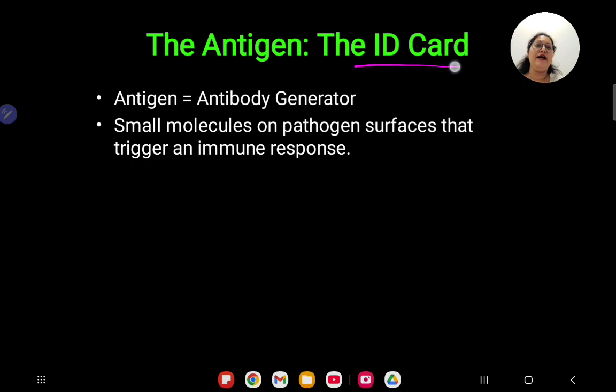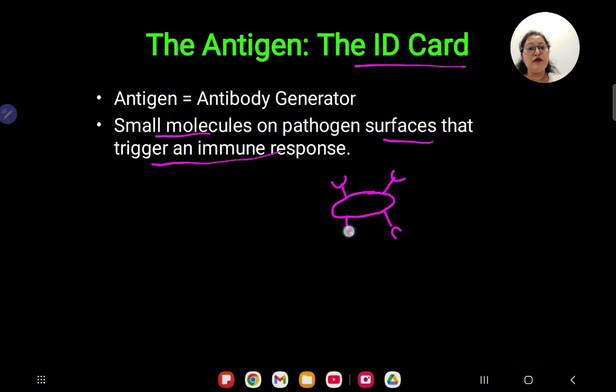The antigen is like the ID card. Any pathogen which enters your body is going to have small molecules on its surface. These molecules are the ones that will trigger an immune response. Now let's take a look over here, this is a type of antigen. On this antigen you will find certain receptors. These receptors are nothing but antigenic receptors.